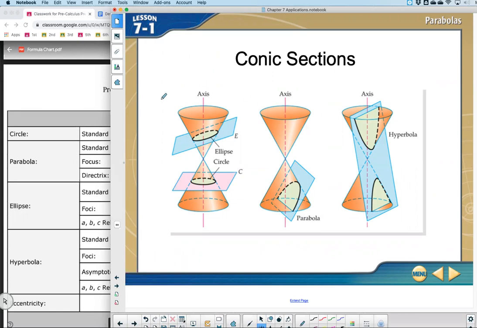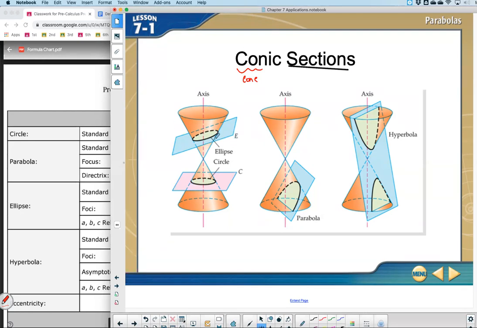When we started chapter 7, I said, why do we call these things conic sections? It's because these are sections of a cone. Sections of a cone is why they call it that. Now, this picture isn't my favorite, but it's in color, so I took it. Here's what I want you to know.